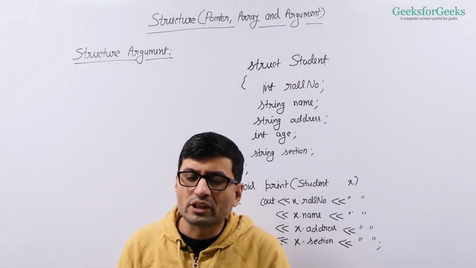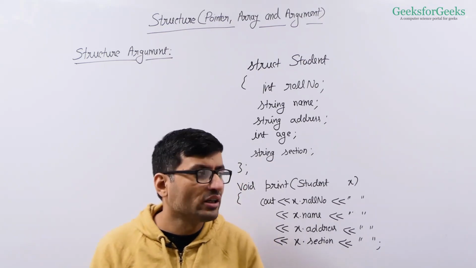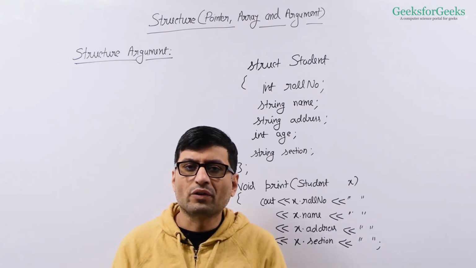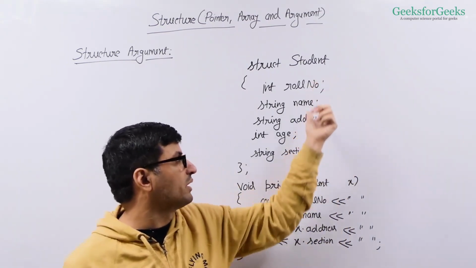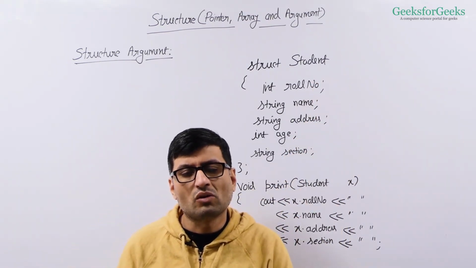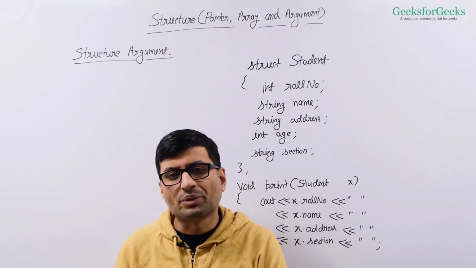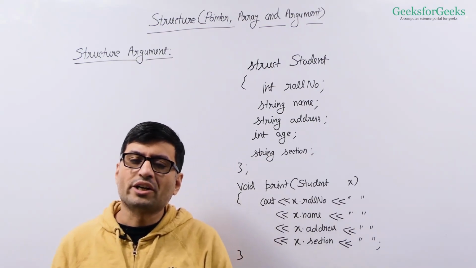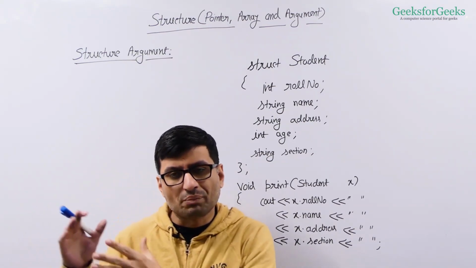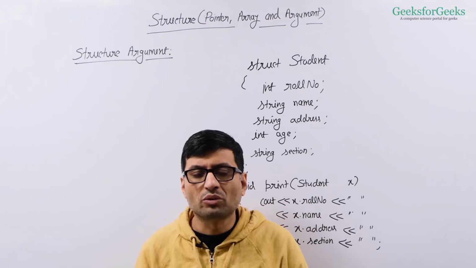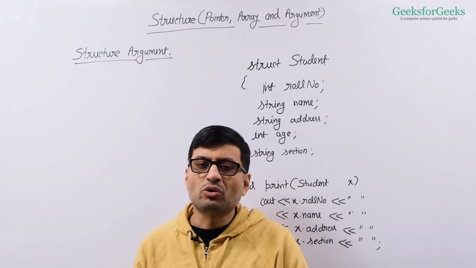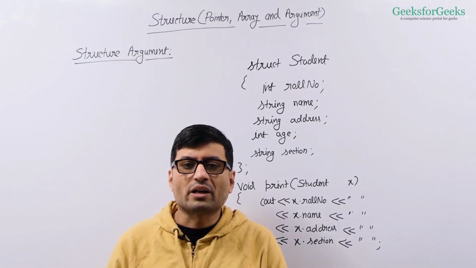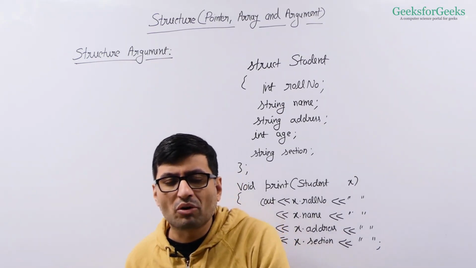A copy of that student variable will be created here, right? This x variable will hold a copy of this. And if your variable is big, like it has so many members, then all these members are going to get copied one by one, which is inefficient, right? It requires extra time for copying these members and extra memory to hold a copy. So if we want to avoid this copy, we should pass structures by reference or by pointers.